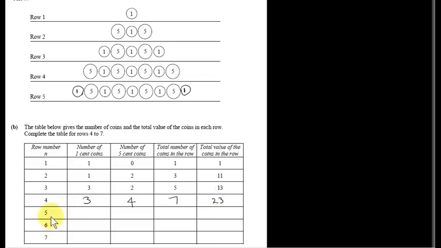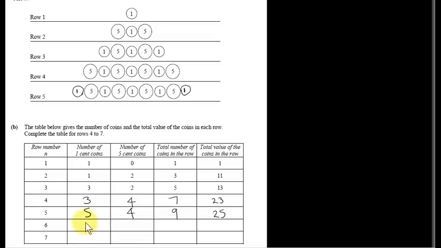Let's look at row 5. How many 1 cent coins are there? Well, it's the same number of 1 cent coins as in row 4, but we add on 2 more. So 3 plus 2 is 5. How many 5 cent coins are there? Well, it's actually the same as row 4. It's 4 5 cent coins. What's the total number of coins in this row? Well, it's the number in row 4 plus 2 more. 7 plus 2 is 9. What's the total value? Well, it's the same as the value in row 4, which is 23 cent, plus 1 plus 1, so we get 25 cent.